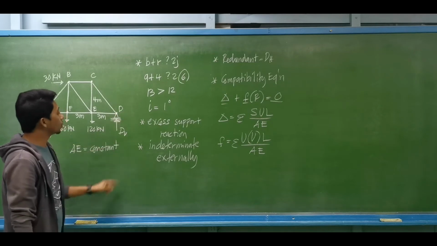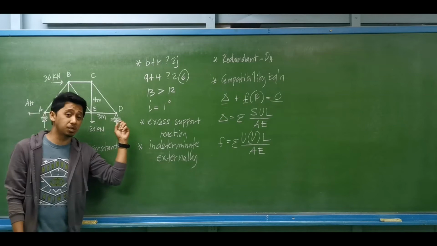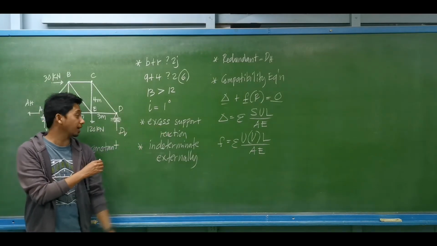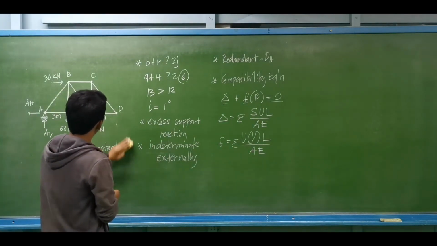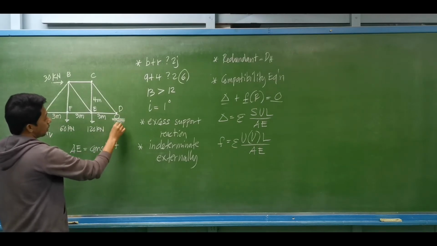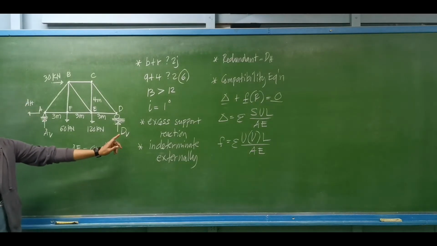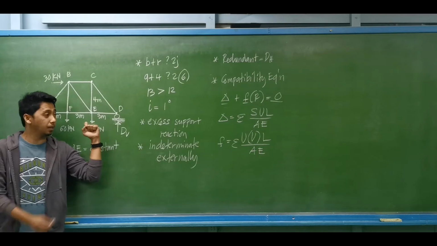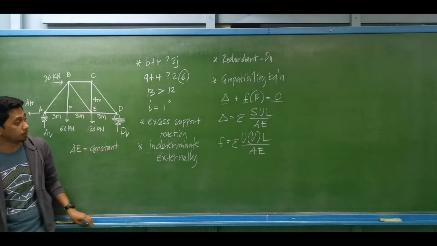Since we are choosing DH to be the redundant, we are to remove it. How do we remove this horizontal reaction at joint D? We may change this hinge support into a roller to remove its horizontal resistance. So we change the support at D into a roller to remove the redundant DH. Now we have only one reaction at point D, the vertical reaction. That makes this truss determinate, so we can compute the axial force for all members.